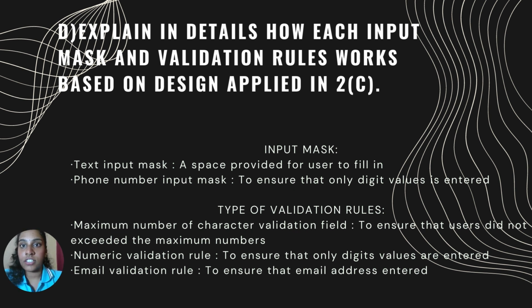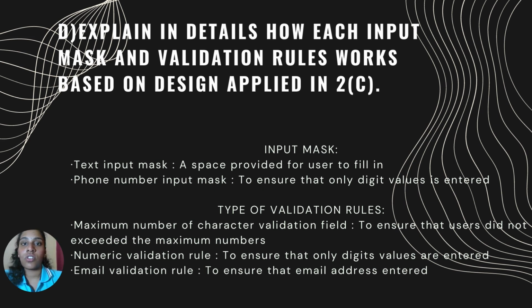The type of validation rules is first the maximum number of characters validation. This validation rule is to ensure that the user does not exceed the maximum number of characters and digits in the required field. For example, for a username, they cannot go beyond the maximum number that we have set in the website. Second is the numeric validation rule.